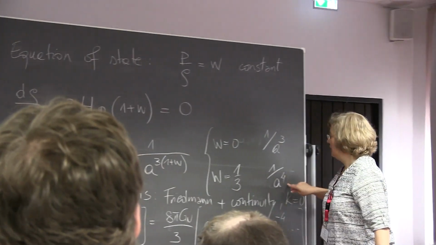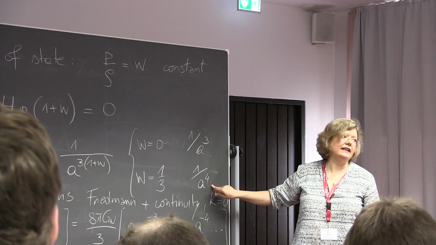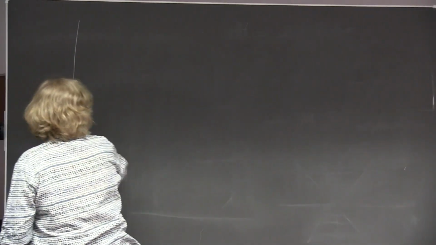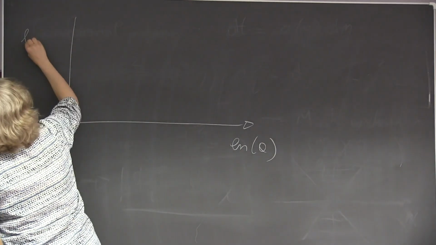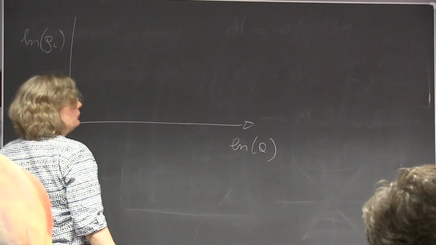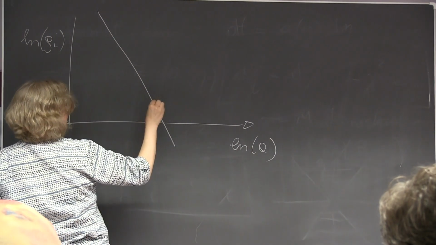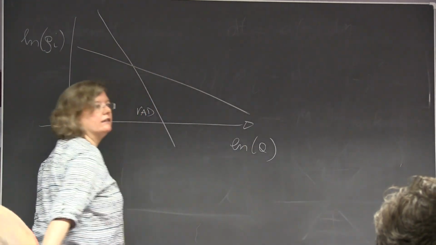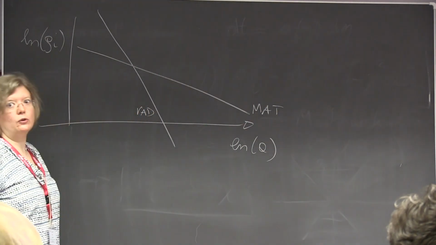So you see that due to this different dependence on the scale factor, in different epochs of the universe, we have a different dominant energy density. So if you look at it in the logarithmic scale, we have in practice that radiation goes down with the minus 4 index. So this is radiation. Instead, the matter will go down with a minus 3 slope. It means it goes down slower than radiation.